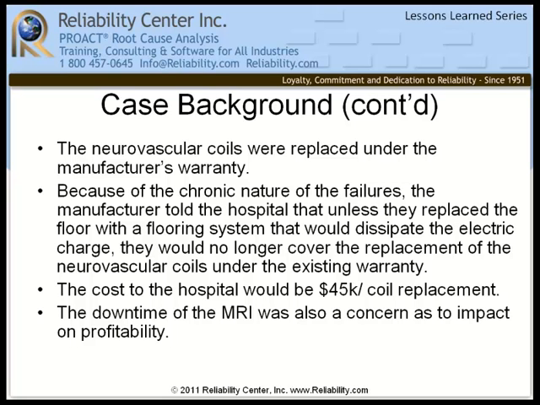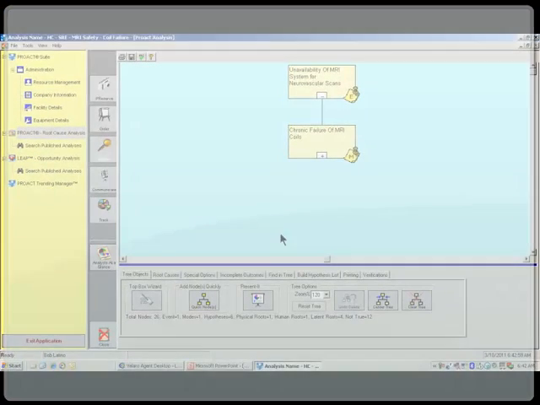The downtime of the MRI was also a concern as to the impact on profitability. So let's get started and look at this from a root cause analysis standpoint. Okay, let's explore our logic tree in this case.